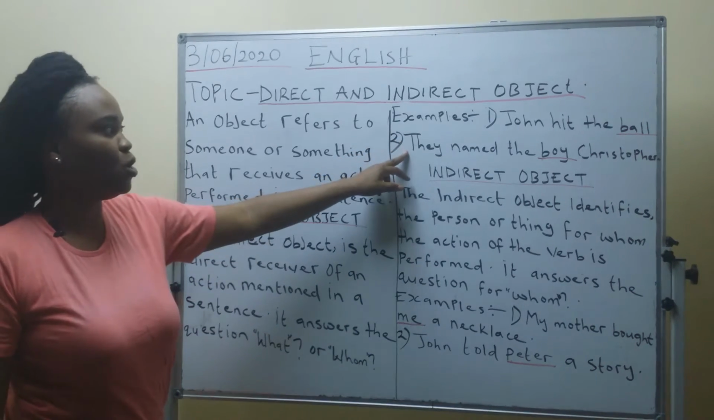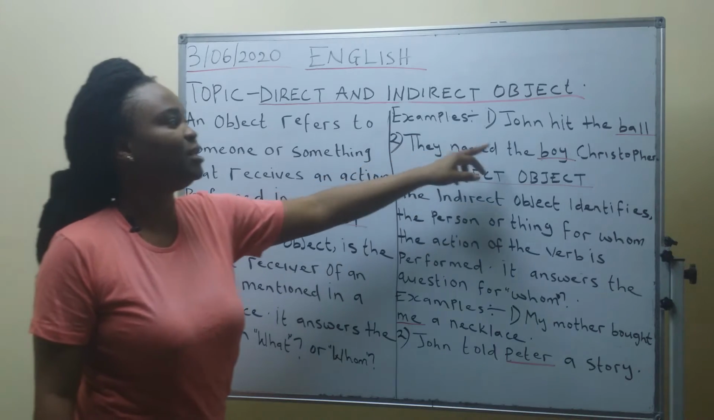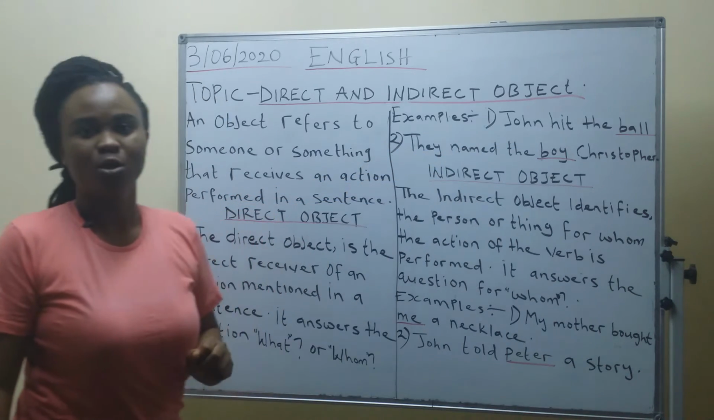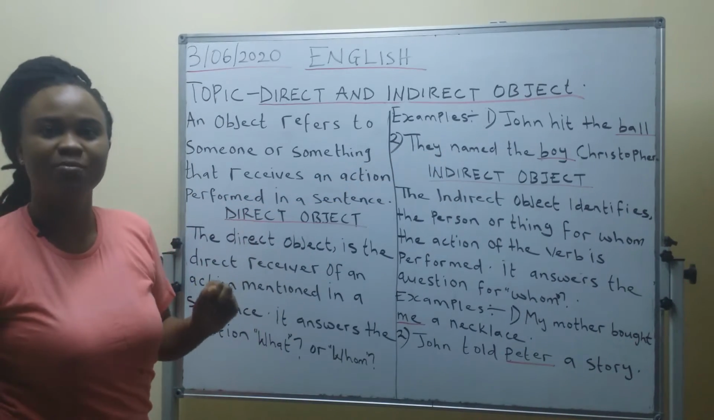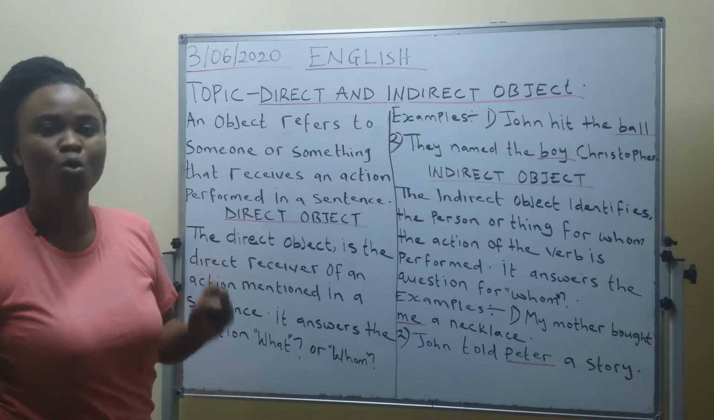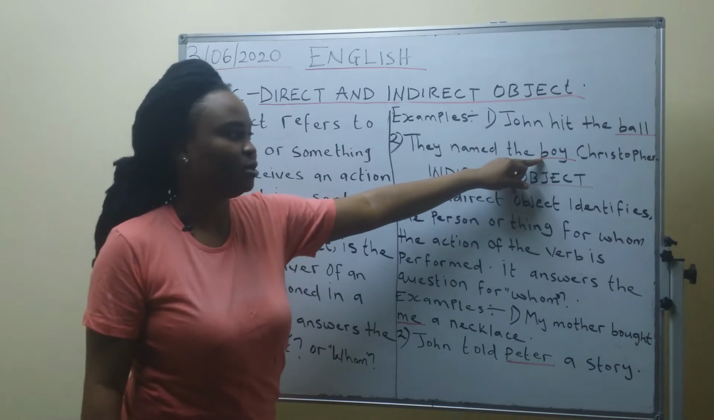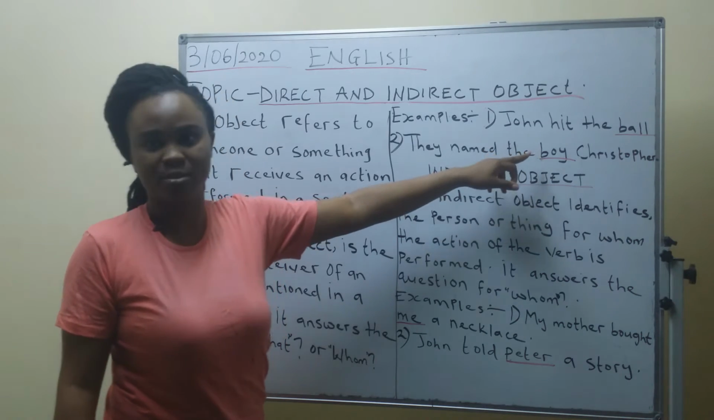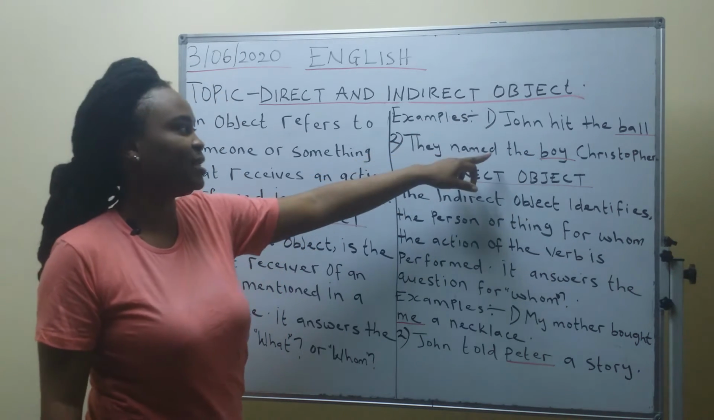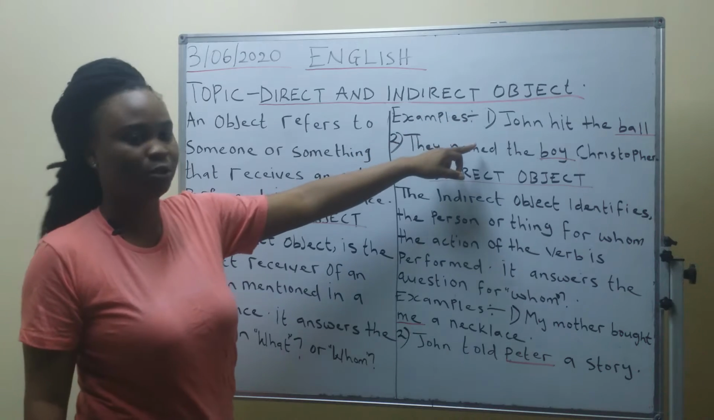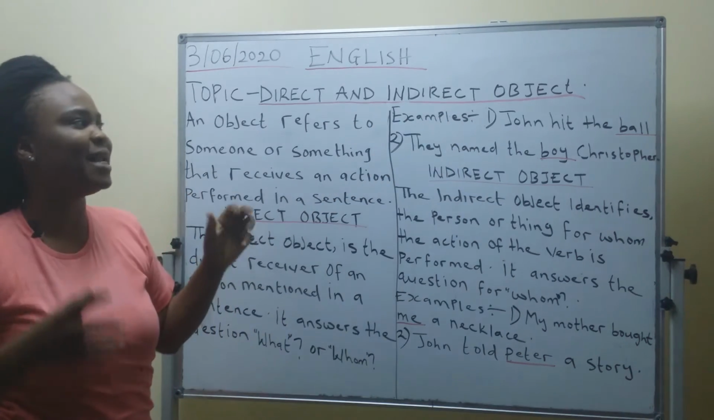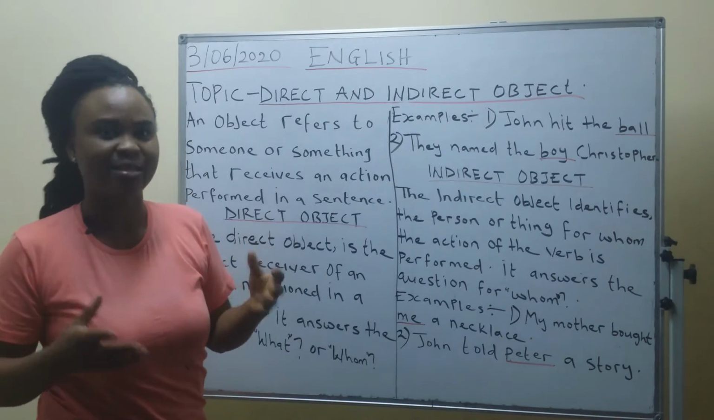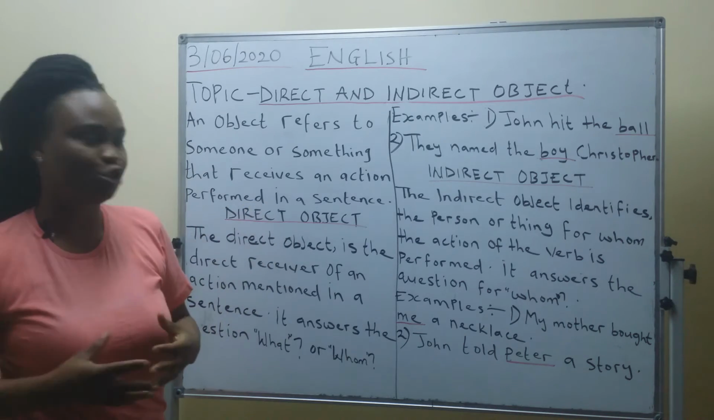Now, the second one. They named the boy Christopher. Who did they name Christopher in this sentence? Who? The boy. So you see, this is the direct object. So it's receiving directly the action named. So there must be an action in that sentence, and it must receive the action.